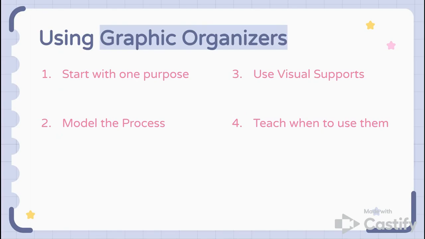Number 3, use visual supports. Maybe color code sections for clarity, or add icons, drawings, or emojis. Visual supports are especially useful for younger learners and students with IEPs. After that, teach when to use them. Before learning, activate prior knowledge using the KWL chart. Or during learning, take notes, track steps, or map ideas. After learning, summarize or review.